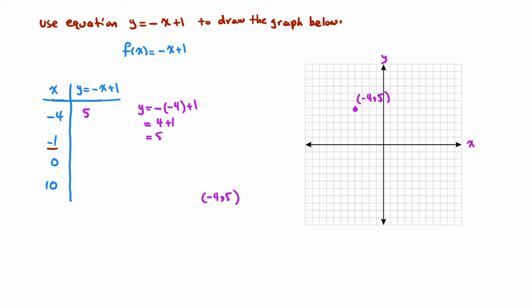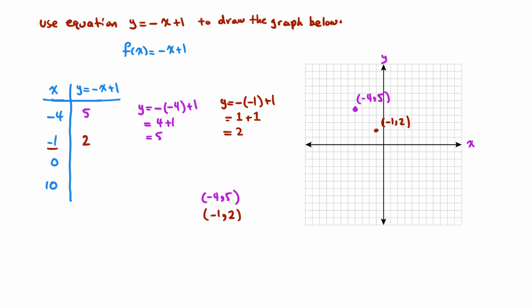For the negative one, I'm going to do y is equal to, and I'm still using this equation over here. So y is equal to negative, and instead of the x, I'm going to plug in negative 1. So I'm going to go negative, negative 1 plus 1. Negative and negative make it positive, plus 1, and I get 2. And my second point is negative 1 for x and positive 2 for y. So I go left by 1 and up by 2, and my point is negative 1, 2. And I should write that down here.